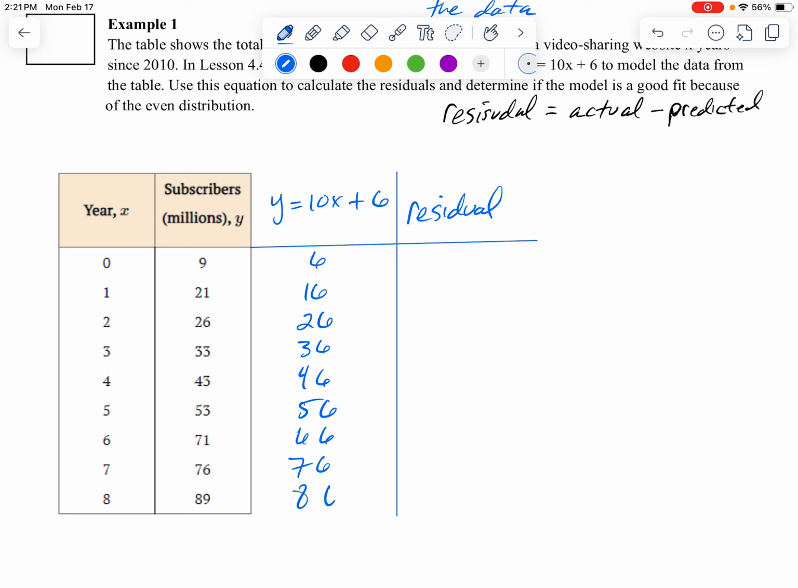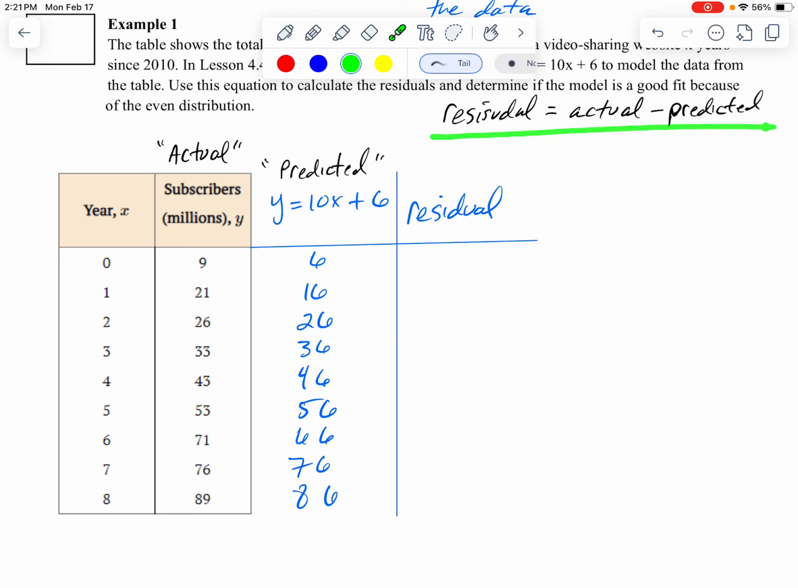80, 86. So that's going to be the first step when you're trying to calculate residuals. You're going to need to find what we call the predicted values, and then these are the actual y values, right? Actual comes from our data, predicted comes from our line of best fit. And then to get our residuals, we just subtract.